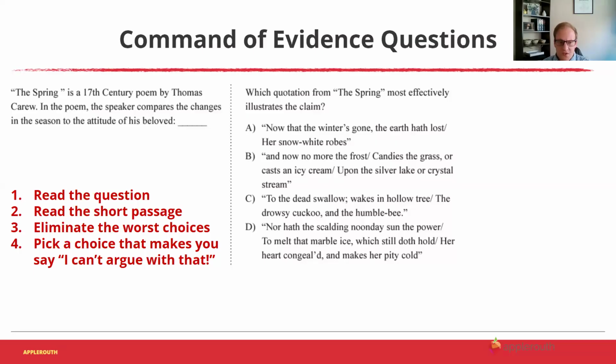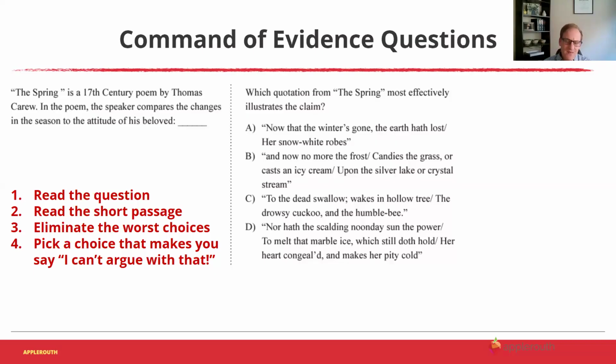So for this question, which is a hard one, I think, it's saying which quotation most effectively illustrates the claim. Let's go look at the passage, which is short, and figure out what the claim is. The Spring is a poem. In the poem, the speaker compares the changes in the season to the attitude of his beloved. So we need a comparison. We need something about nature or seasonal changes to a person's attitude, his beloved being the person he's in love with.